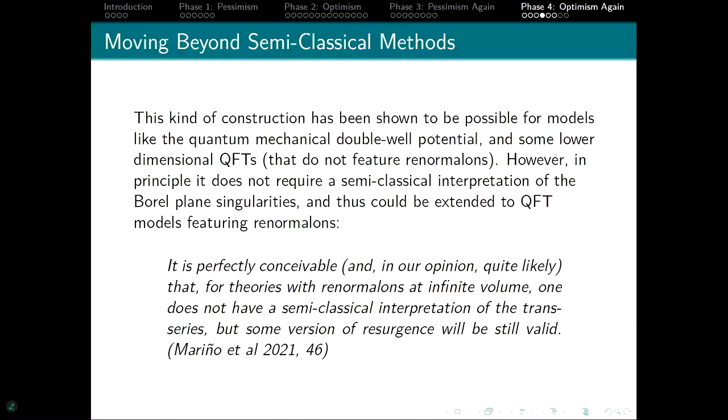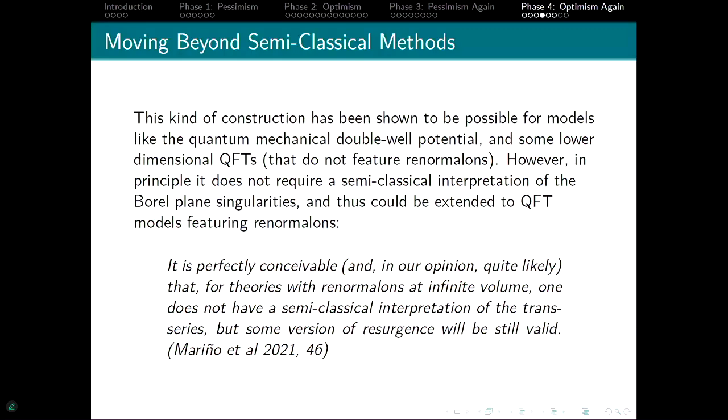And yeah, this is a quote from a recent paper on resurgence in quantum field theory, where Mourinho and his colleagues are saying it may actually be possible to carry out this sort of construction even lacking any semi-classical understanding of the renormalization. So he says here, it's perfectly conceivable and in our opinion quite likely that for theories with renormalization in infinite volume, one doesn't have a semi-classical interpretation of the trans series, but some version of resurgence will still be valid.